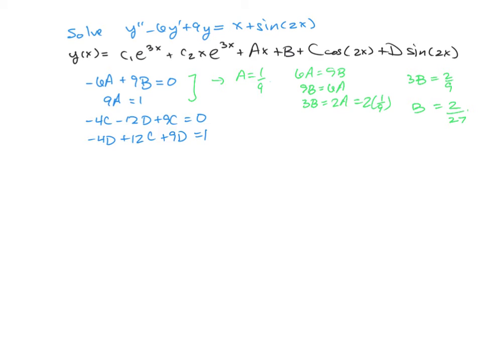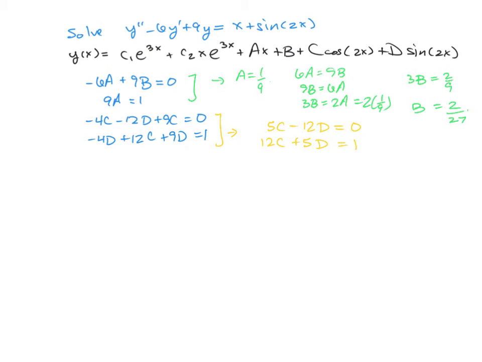Now let's work on the c and d. So for c and d, let's first combine like terms. Combining the c's, we actually have 5c minus 12d is equal to 0. And then we've got a 12c plus 5d is equal to 1.